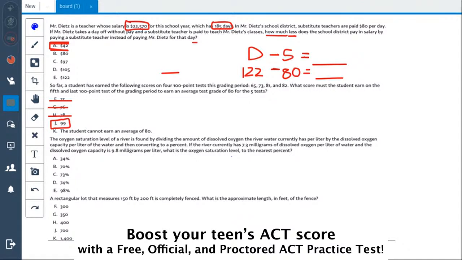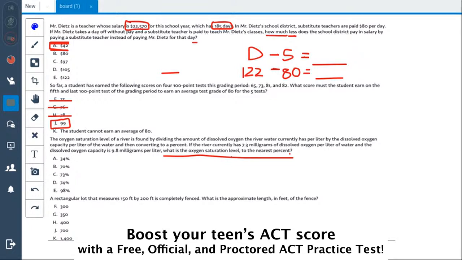So remember that strategy of identifying the question mark and focusing in on exactly what you're being asked. I'll start right here, right at the beginning. What is the oxygen saturation level to the nearest percent? That's what they want to know. Now, we need to go back into the problem to get the instructions on how to calculate it. And that's in the first sentence.